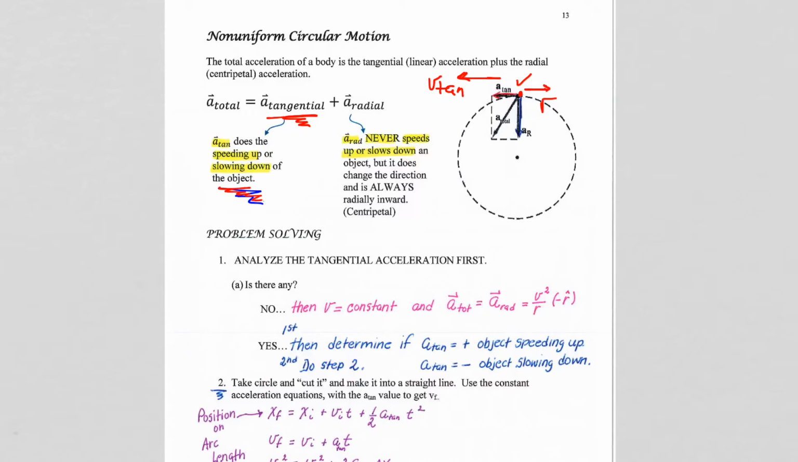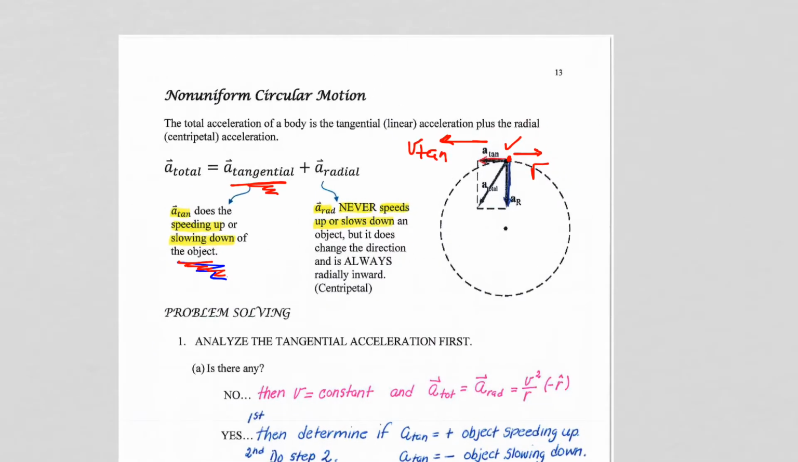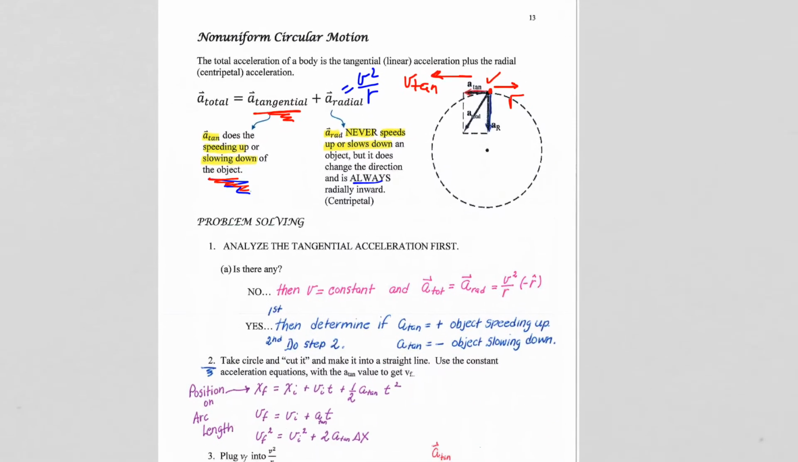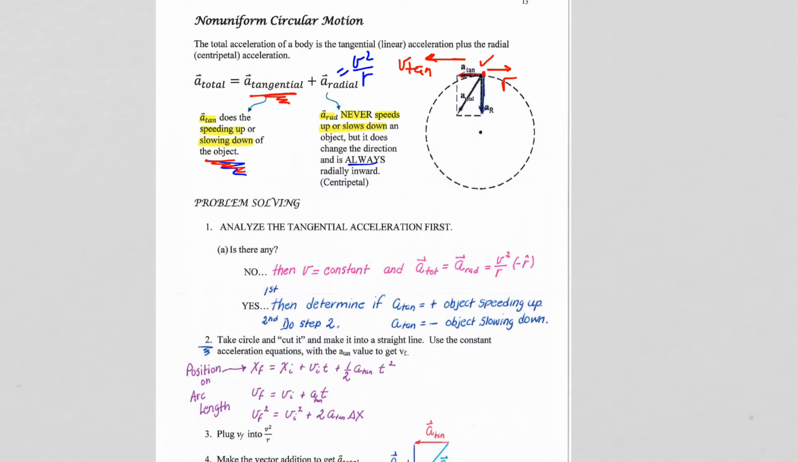A radial is only one thing ever. A radial is V squared on R always, and it is radially inward always. So, well, how do we go about problem solving a non-uniform circular motion problem where the object is speeding up or slowing down?